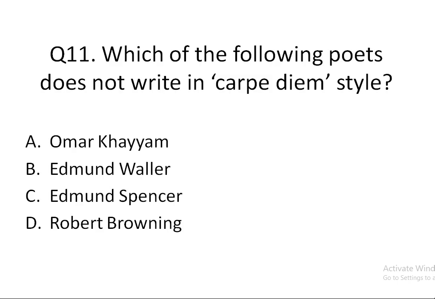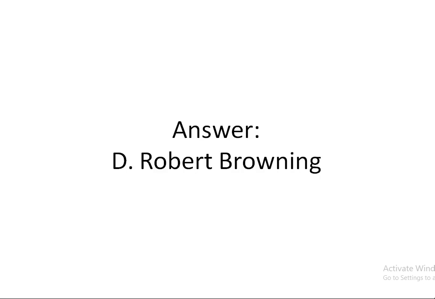Now coming to question number 11. Which of the following poets does not write in carpe diem style? Omar Khayyam, Edmund Weller, Edmund Spenser, or Robert Browning? The answer is Robert Browning. Robert Browning was a Victorian poet.